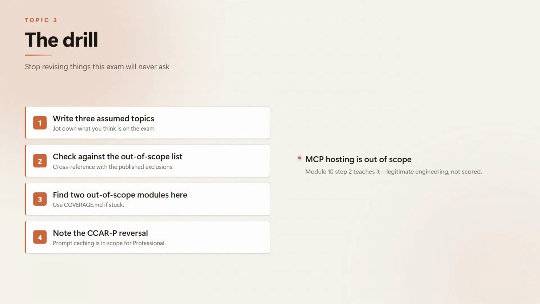You might assume it's on the exam because it's a major integration topic. But the out-of-scope list explicitly excludes deploying or hosting MCP servers. Module 10 Step 2 teaches it anyway. It's legitimate engineering, just not scored here. The alternative would be to study it anyway just in case, but that loses you time you could spend on scored domains. The same logic applies to prompt caching in Module 07 Step 3. The rest of the exclusions are on the page.